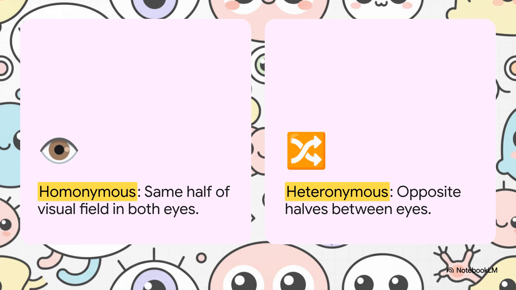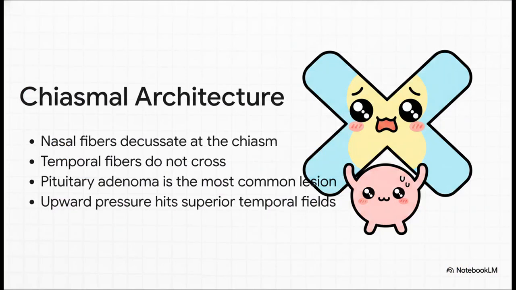This heteronymous pattern is the absolute, undisputed hallmark of a chiasmal lesion. The anatomical why behind this is just fascinating. Right at the optic chiasm, only the nasal retinal fibers cross over, or decussate, to the other side of the brain. And these nasal fibers are responsible for your temporal visual field. The temporal retinal fibers, they stay on the exact same side.